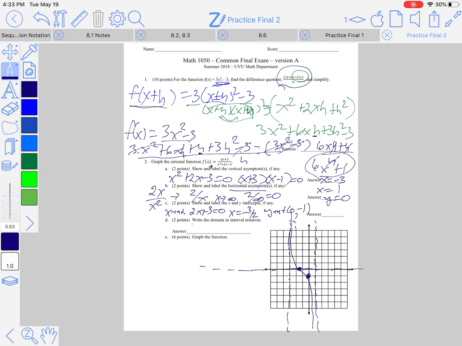Oh, so the domain. Sorry, the domain. We can do the domain right now. That's easy. Negative infinity up to the break, which is negative 3, unioned with negative 3 up to the next break, which is 1, unioned with 1 to infinity. Now let's graph it.